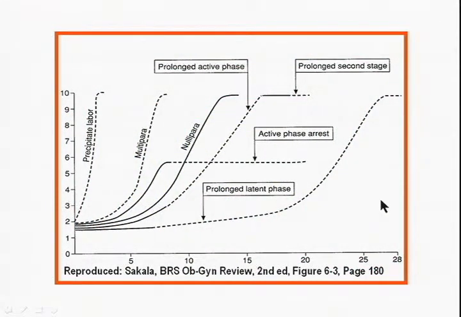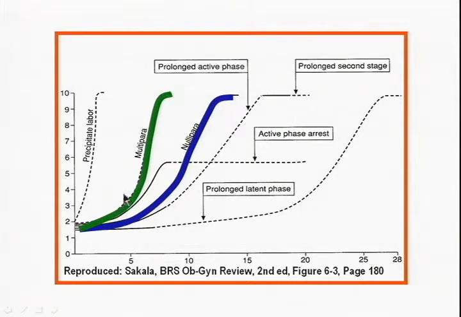This is a labor curve showing different patients. First, we want to look at a nullipara, and you can see there's a sigmoid S-shaped curve. Notice the slope of that curve. This is a multipara, and notice how the dilation is much more rapid: 1.2 centimeters per hour, 1.5 centimeters per hour.